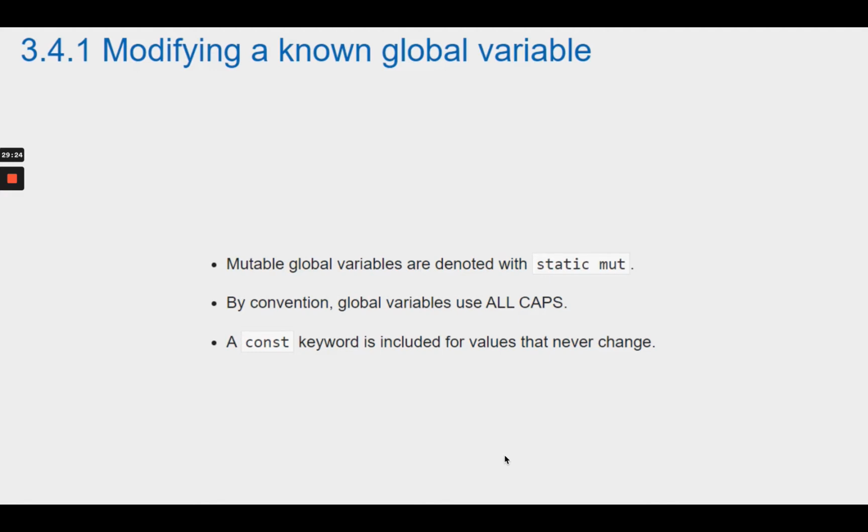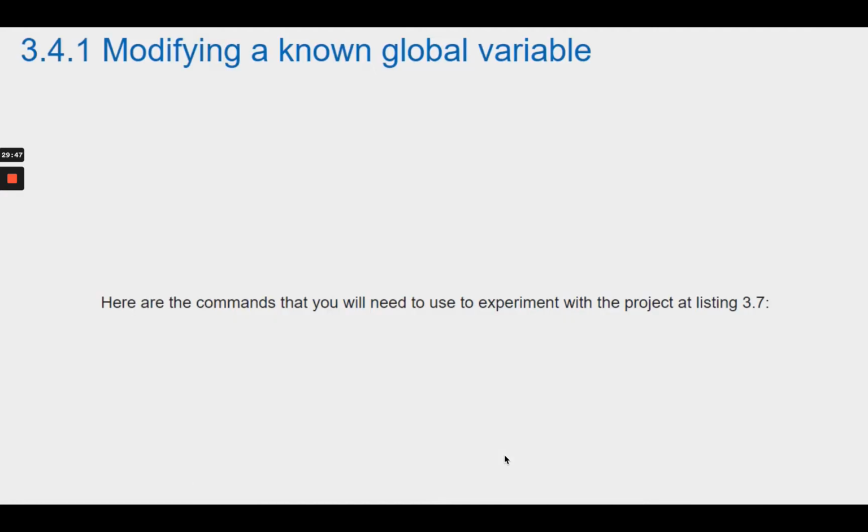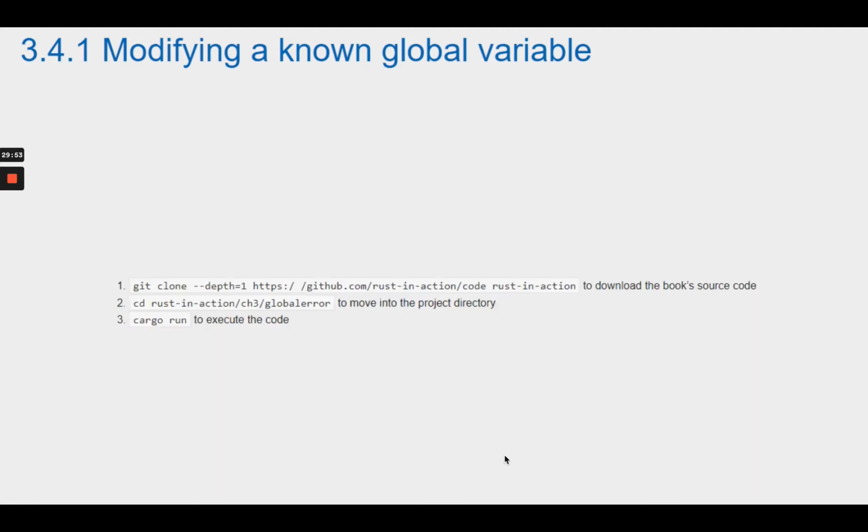There are also some other small additions to the Rust language that you know already. Mutable global variables are denoted with static mut. By convention, global variables use all caps. A const keyword is included for values that never change. Figure 3.3 provides a visual overview of the flow control, error, and error handling in listing 3.7. Here are the commands that you will need to use to experiment with the project at listing 3.7.